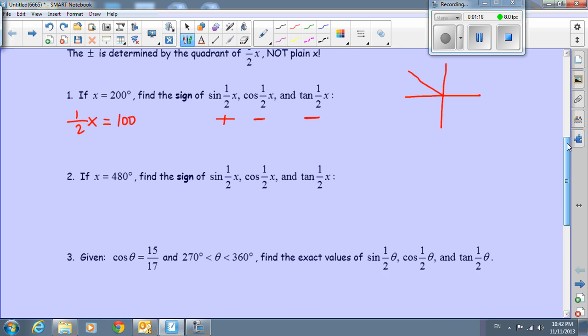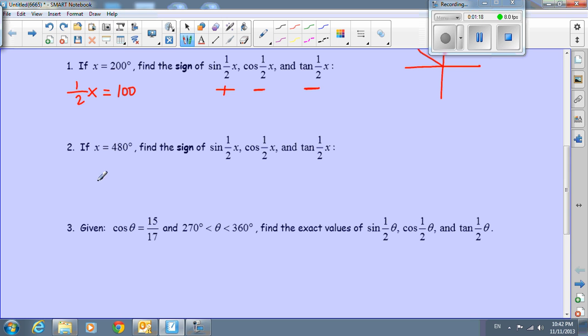Let's do the same thing for the next one. This time I have 480. Well, 1/2 of x is equal to 240. Where is 240 degrees located? 240 is past 180 but less than 270, so it's located in this quadrant.